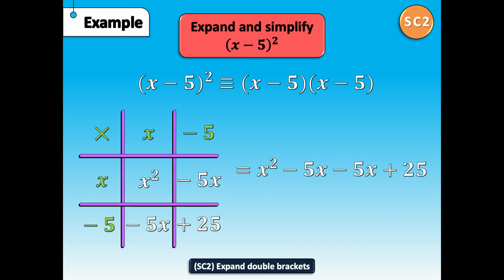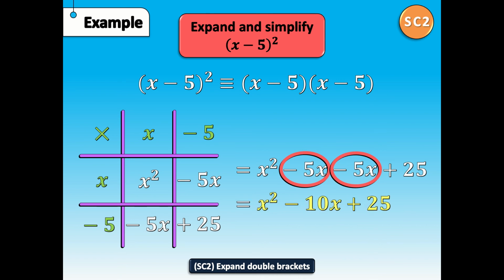So now we can simplify the x's. And minus 5x, take away 5x, will be minus 10x. So our answer is x squared minus 10x plus 25.